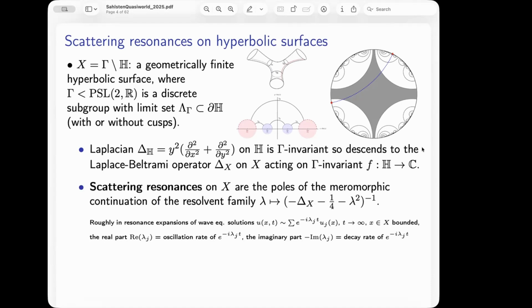And now the object that is maybe the main thing that I want to understand are the scattering resonances, which are the poles of the meromorphic continuation of the resolvent family. So what does it mean to be a meromorphic family, first of all? We take this operator, which is the resolvent, act it on test functions, let's say f and g, we act on one and take an inner product with the other one. And we have then a complex function.